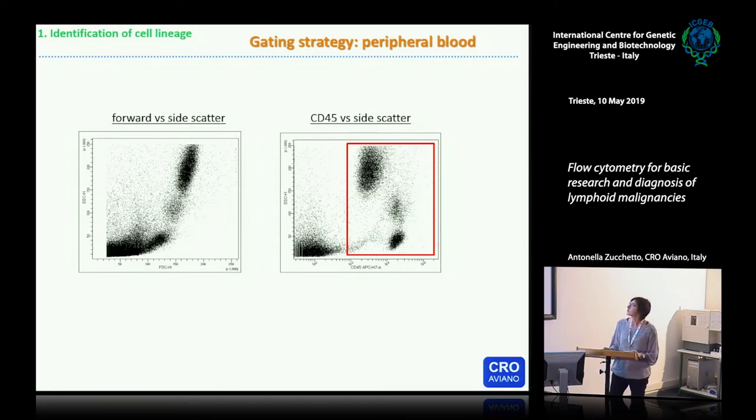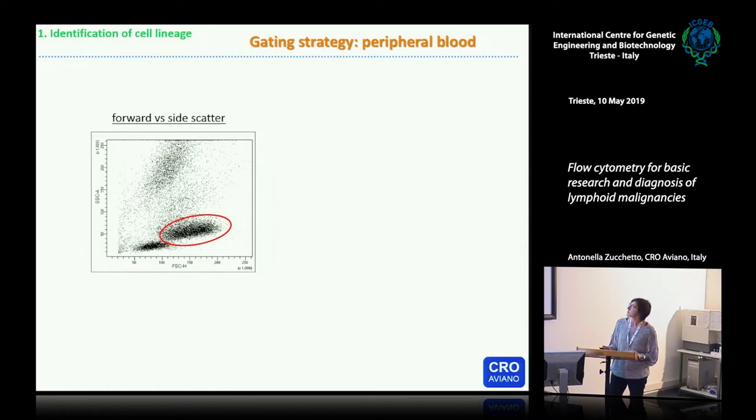In the peripheral blood, you can use, as I told you, forward versus side scatter, but in this case lymphocytes cannot be discriminated very well since there are residual non-lysed erythrocytes. So here CD45 is very helpful because it separates very well the residual non-lysed erythrocytes from the leukocytes. And here you can gate your population of interest.